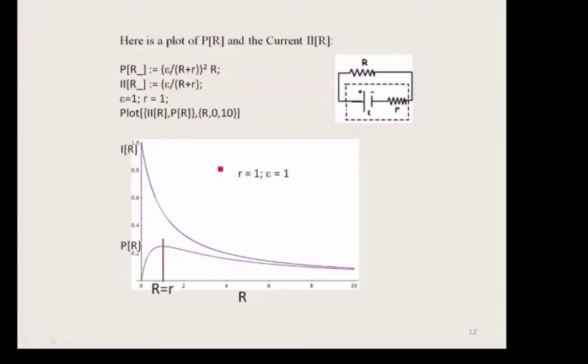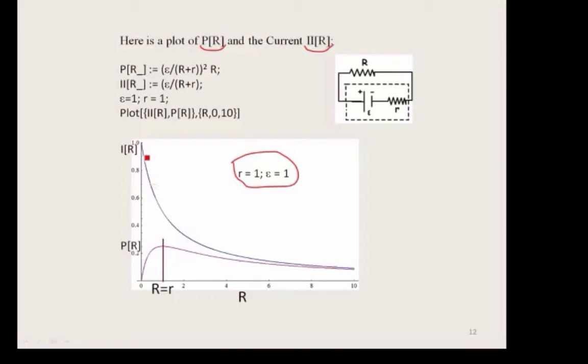Well, here's the plot of the P of capital R and the current I of capital R. This notation is because in Mathematica it doesn't like I because it thinks it's imaginary numbers. This is the current through the resistor as a function of this resistance, and P of R is the power that's being lost or generated in that resistance as heat. So here's the equations. You just have P of R, what we determined before, the current that we determined before, and we plot them. I've just taken some simple values for little r and epsilon.